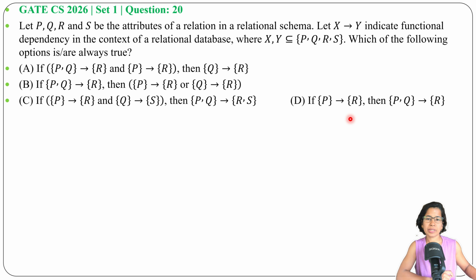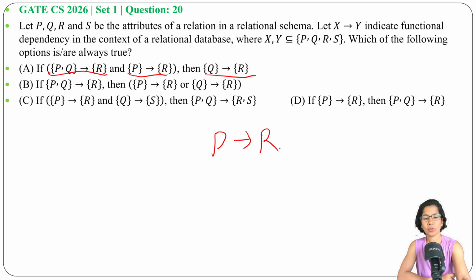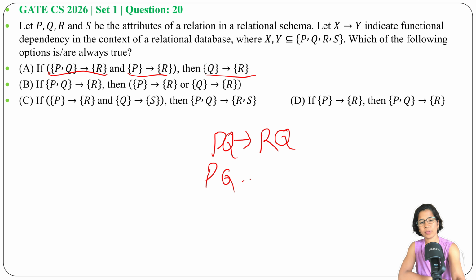And 4 options are given. Let's check one by one option. Option A: PQ implies R, P implies R, then Q implies R. So we have P implies R. We can add Q on both sides by the augmentation rule. So PQ implies RQ. Now we can use the decomposition rule. Hence PQ implies R and PQ implies Q.